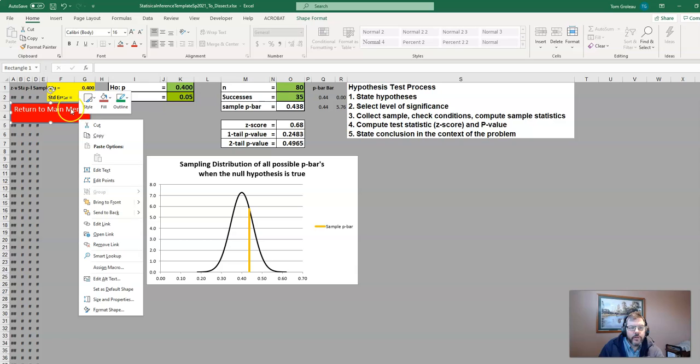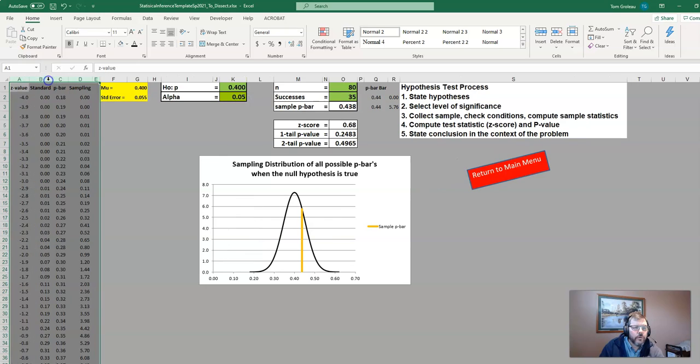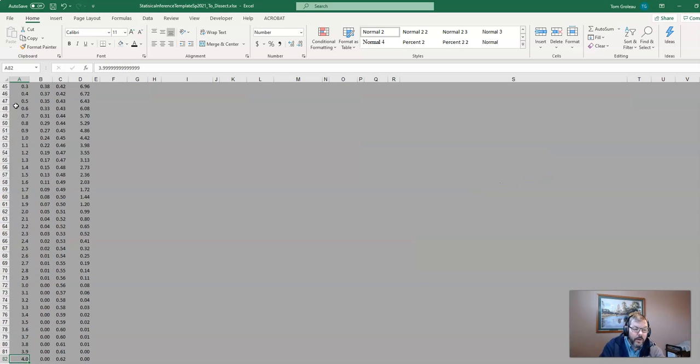If I right mouse click on it, I can move it around. I can do all kinds of crazy things with it. So I'm going to get that out of the way and stick it over here just so that I can do this. Notice I went by tenths. I mentioned that. So I got -4 to +4.